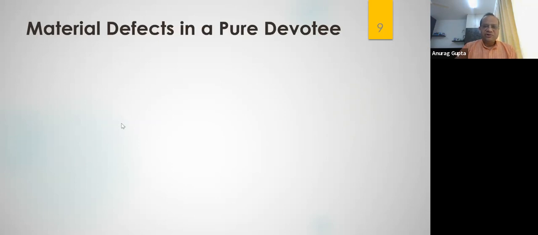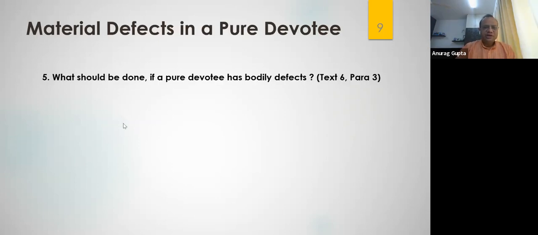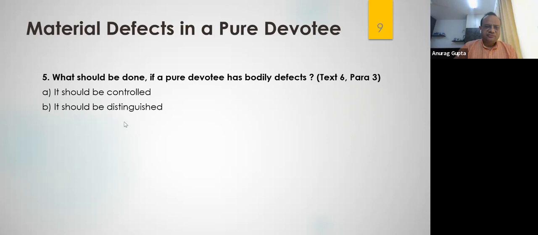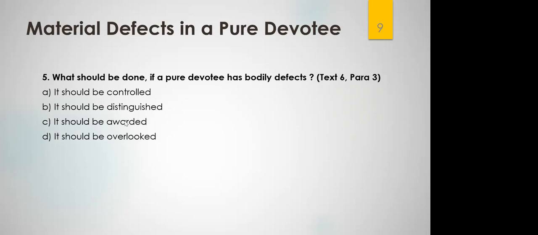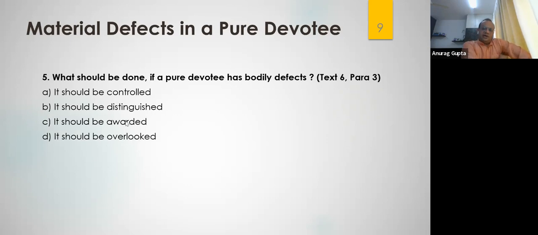Material defects in a pure devotee. What should be done if a pure devotee has bodily defects? It should be controlled. It should be distinguished. It should be avoided. It should be overlooked. बताइए. ये भी cover किया आपने प्रभु जी. It should be overlooked. Correct. So we are mainly essence seekers.